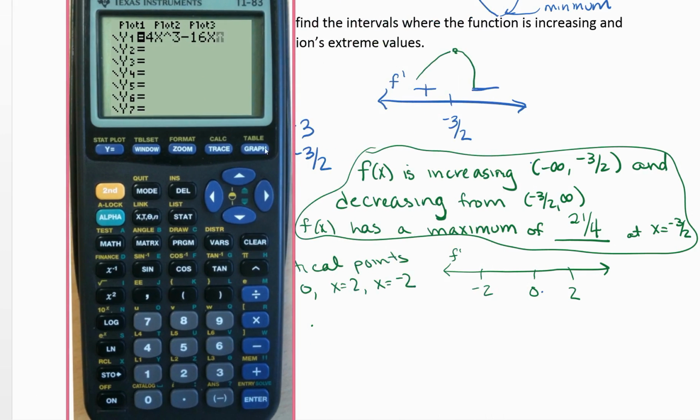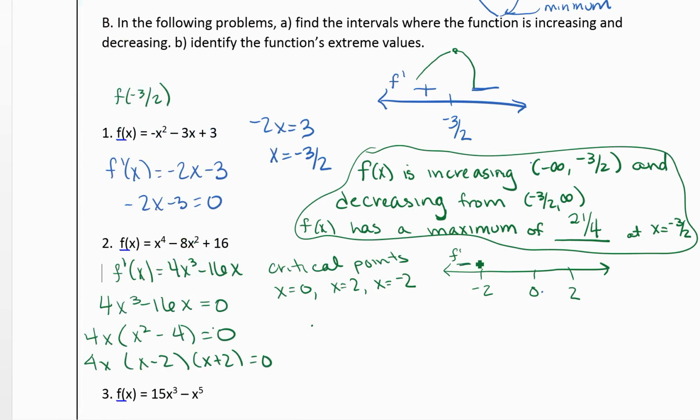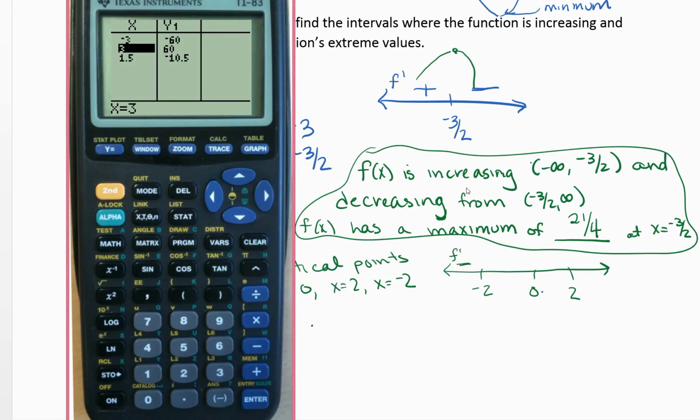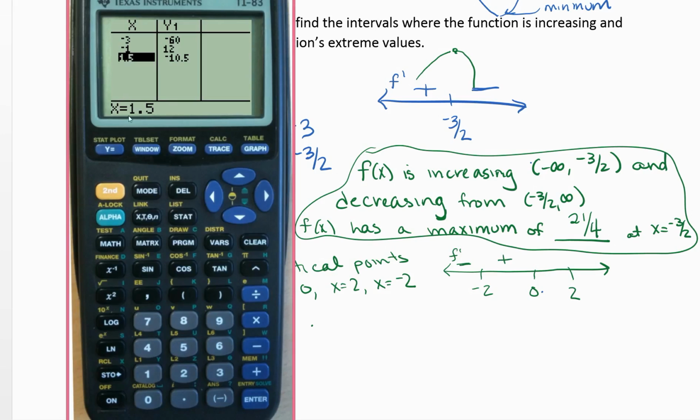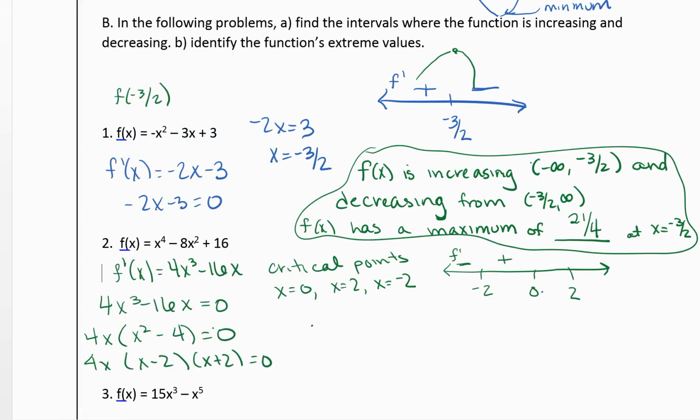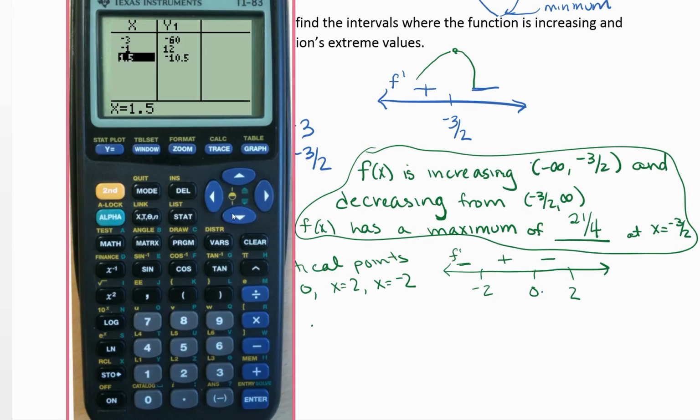Okay, so we're going to test something less than negative 2, so we can do negative 3, and that's negative. Now we want to do something between negative 2 and 0, so I'll do negative 1. That's positive. Between 0 and 2, well, I could keep this 1.5 here, it's going to be negative. And greater than 2, I could do 3, and it's positive.